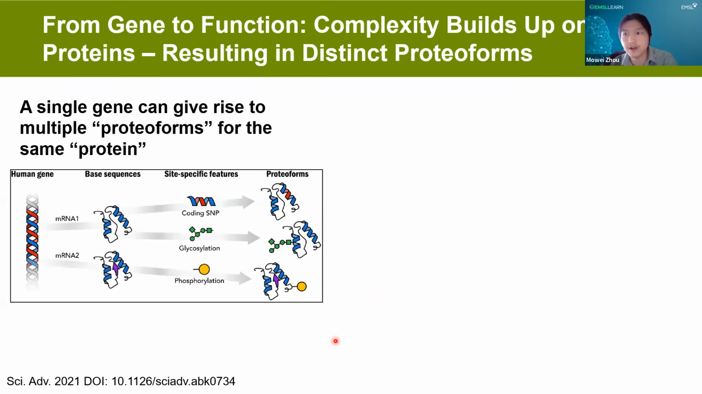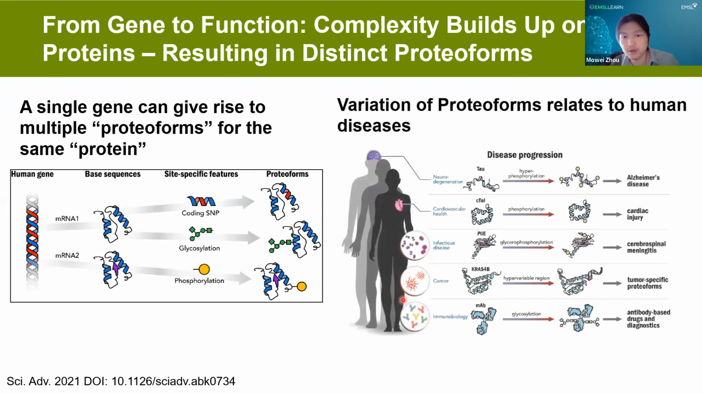It has been very well documented that different proteoforms are very important in human diseases. A lot of common post-translational modifications, like phosphorylation and glycosylation, make the proteins into different proteoforms, and those proteoforms are directly correlated with different disease states.